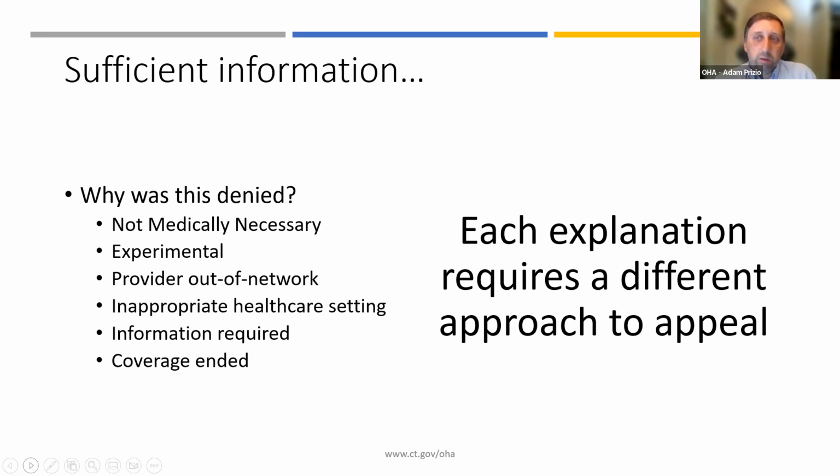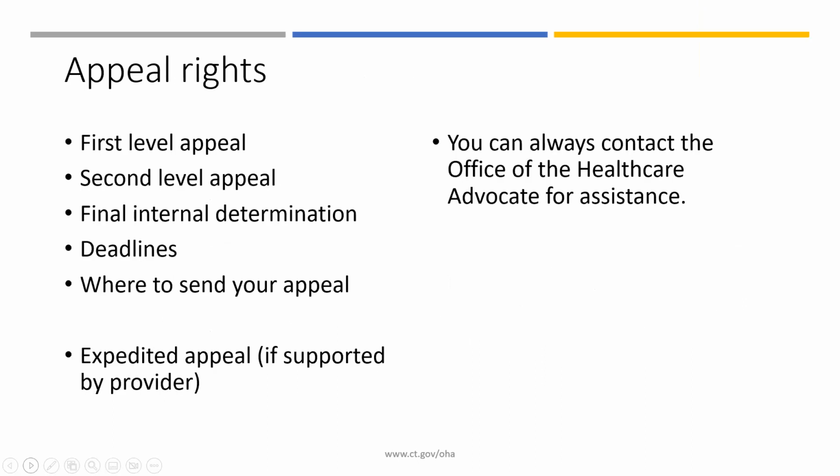But if you look at what they're describing, it can help you to understand how to work the problem. What information needs to be supplied, and how can we connect the dots between what the insurance company is saying and what you want? Next slide, please. The appeal rights are really important.